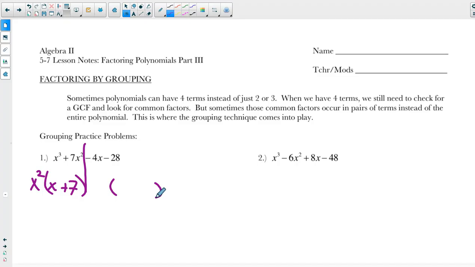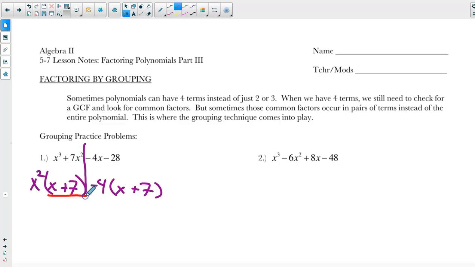So if I look at this, do I want to take out 4 or negative 4? And I want to take out negative 4, because when I take out negative 4 times what is negative 4x? Just positive x. And when I go to the next one, negative 4 times what is negative 28? Positive 7. So then I now have matching pieces inside my parentheses.